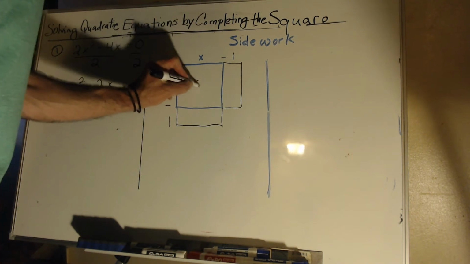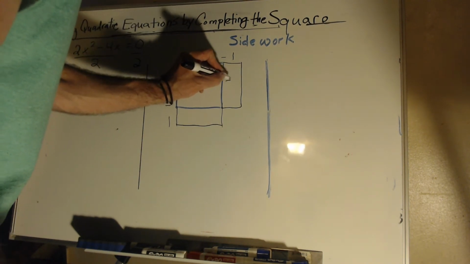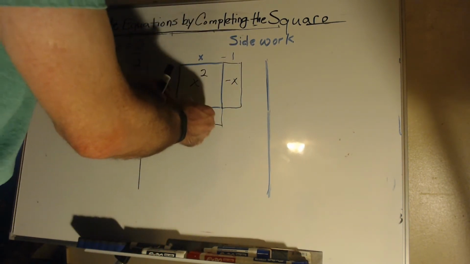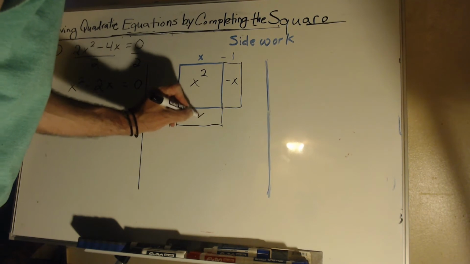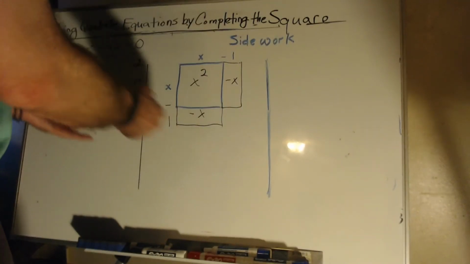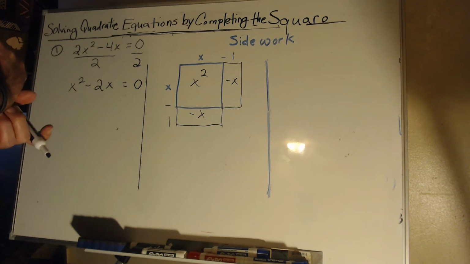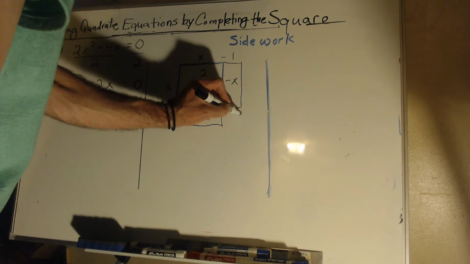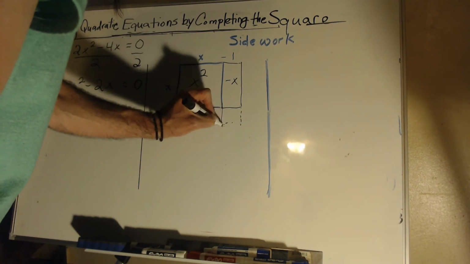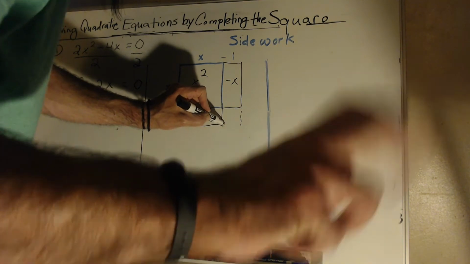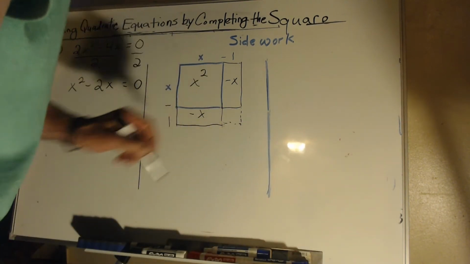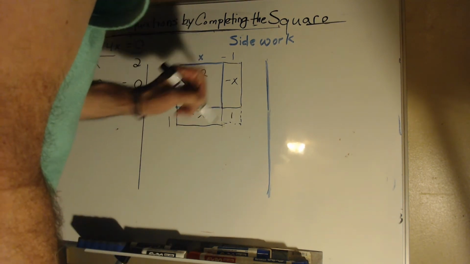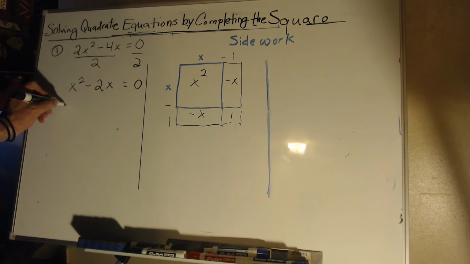So we've got an area of x squared here, an area of minus x, because x times negative 1, and negative 1 times x here, for a total of the x squared minus 2x that we have over here. And then we have a little square to fill in, because its dimensions are negative 1 by negative 1. Negative 1 times negative 1 is positive 1. We're going to add 1 to both sides.